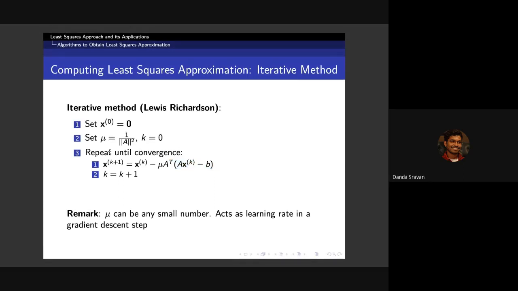It's worth mentioning that my mu acts like a learning rate in a gradient descent step. For those of you who have done a basic course in machine learning, you would know what gradient descent is.